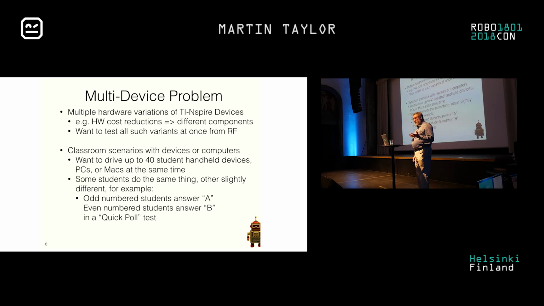We also want to be able to introduce some variability in there. So you want to have ways of selecting some students to do things and other students to do something else. For example, the odd number students give an answer A to a question and the even students give an answer B. So we want to be able to not always drive the same commands to every device in the scenario, but selectively choose some of them.